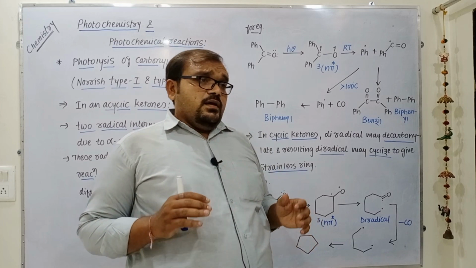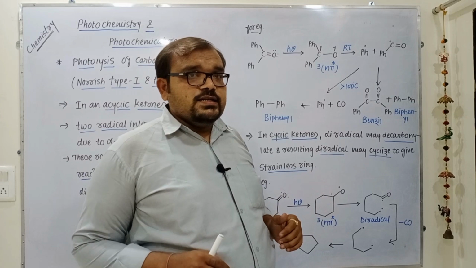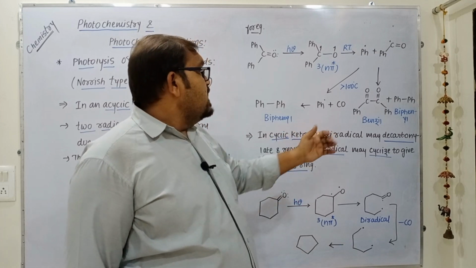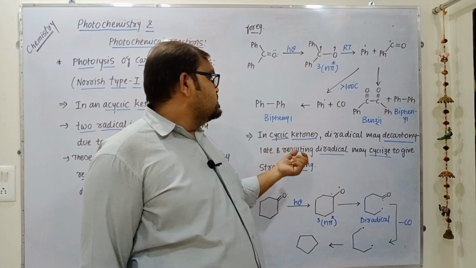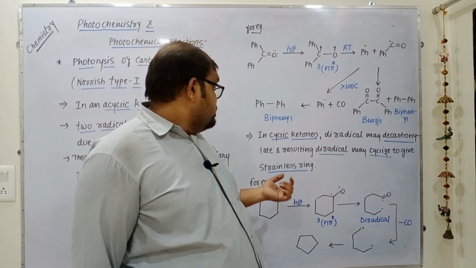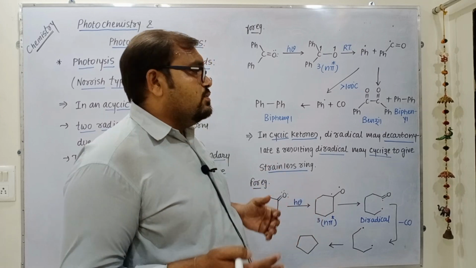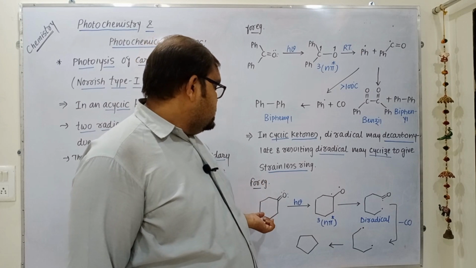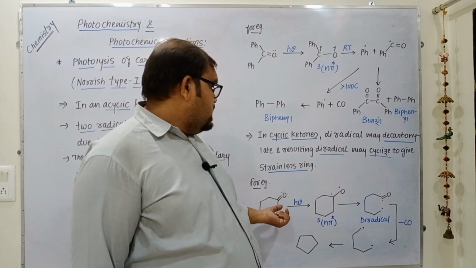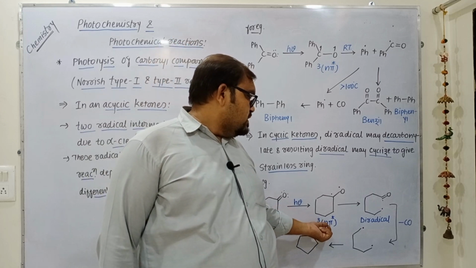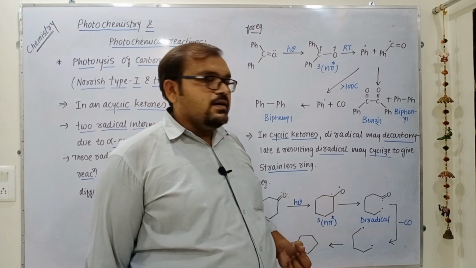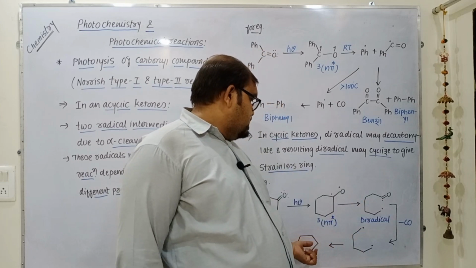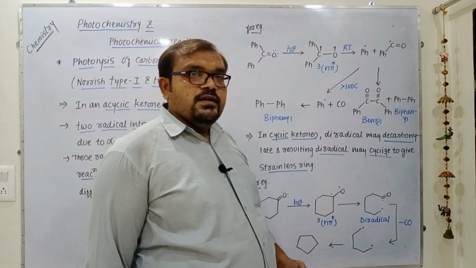So it is basically dependent on the reaction condition. Now the third possibility: in case of cyclic ketone, what will happen? This diradical may decarbonylate, and the resulting diradical may cyclize to give a strainless ring, or we can also say that contraction of the ring may take place, as we can see in the example of cyclohexanone. When we irradiate the molecule, it will give the triplet n-π* state with biradical. Now this diradical may undergo decarbonylation and it may give cyclopentane as a product.